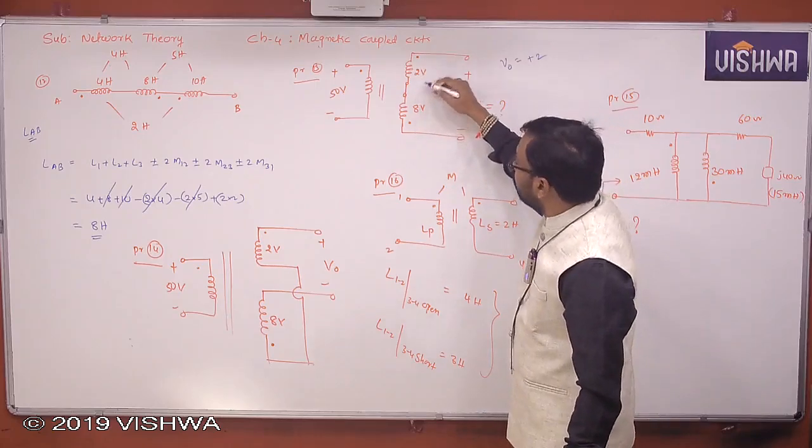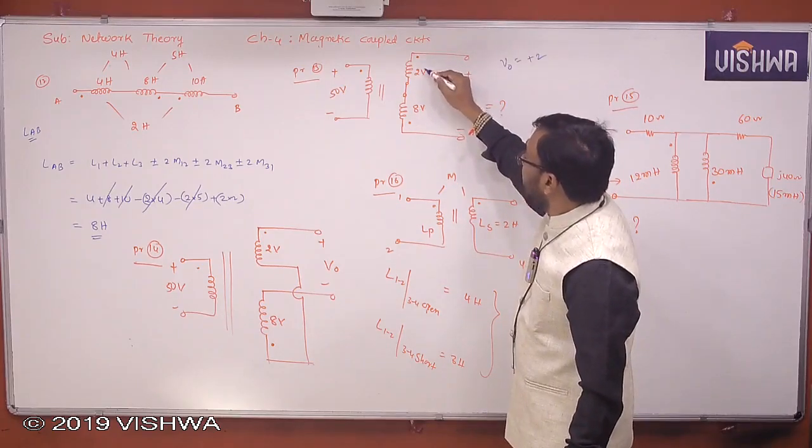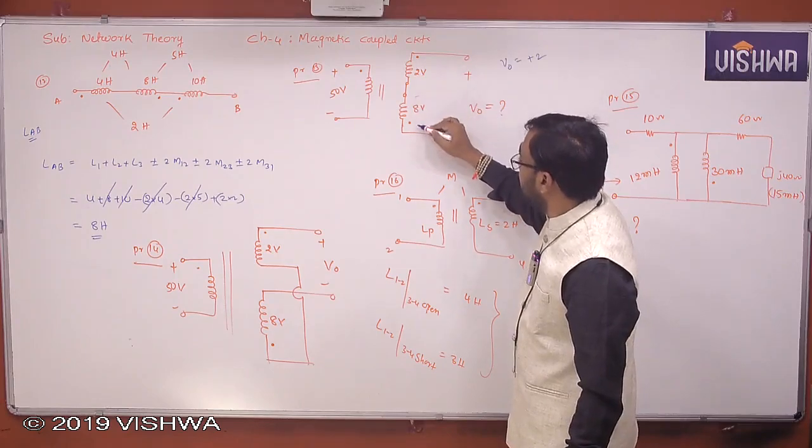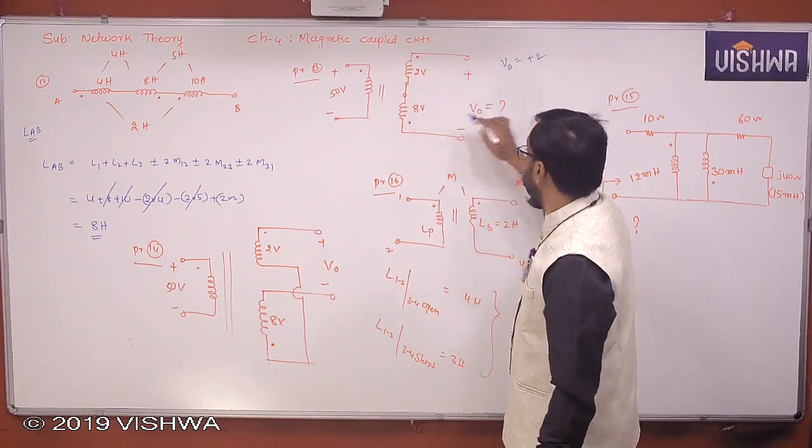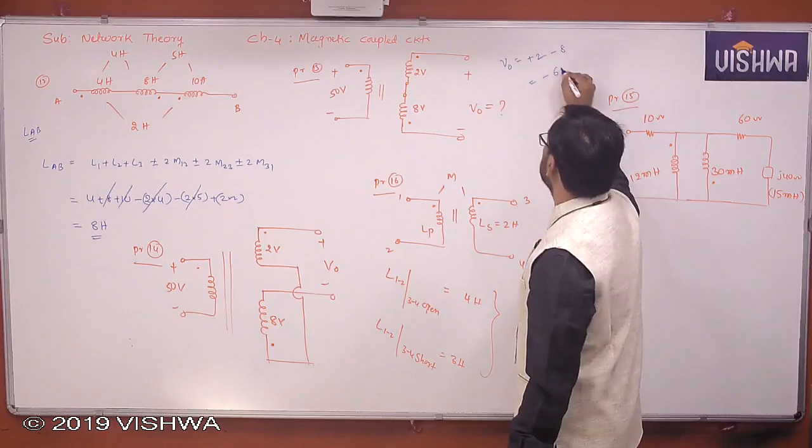This is negative or positive? This is positive, this is negative. This is negative, this is negative, this is positive. Yes or no? You're touching negative first, therefore minus 8. So minus 6 volts is the answer. That's it.